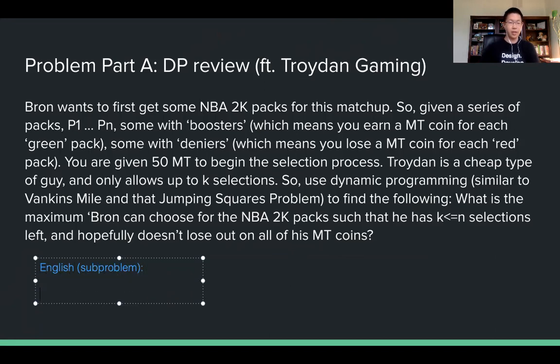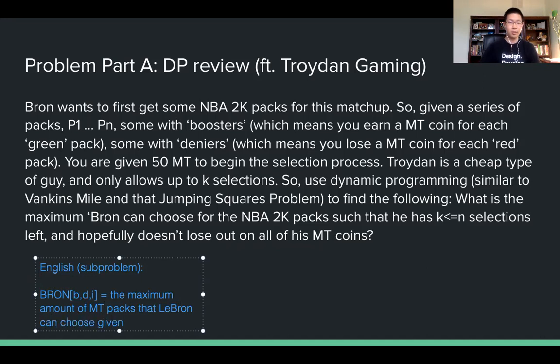So you need something to define a subproblem. Since I'm talking about LeBron, I'm gonna choose Bron and three parameters. The boosters, the deniers, and the index of jumping. So this represents the maximum amount of MT packs that LeBron can choose given B boosters, D deniers, and up to I less than or equal to K amount of choices.